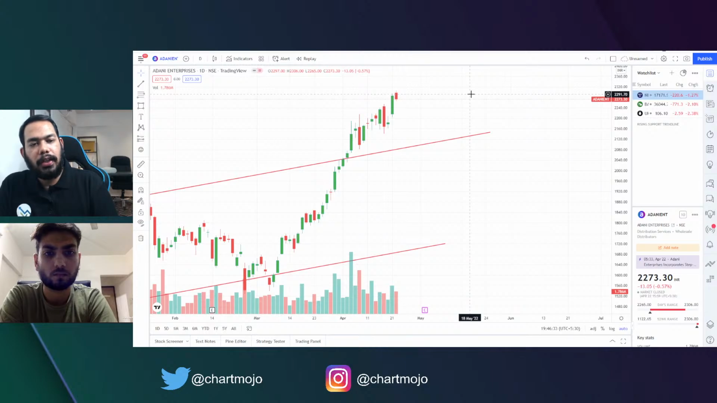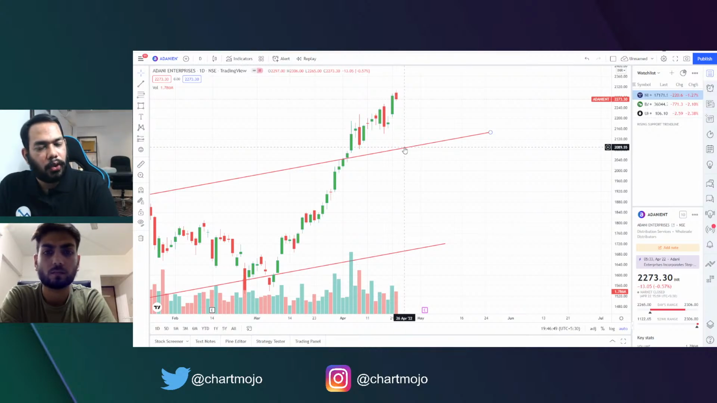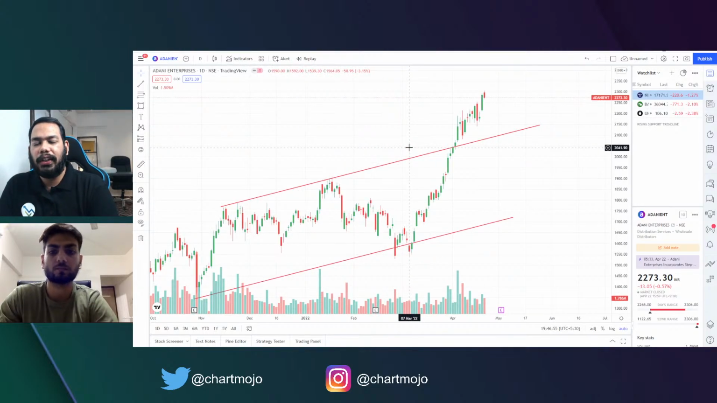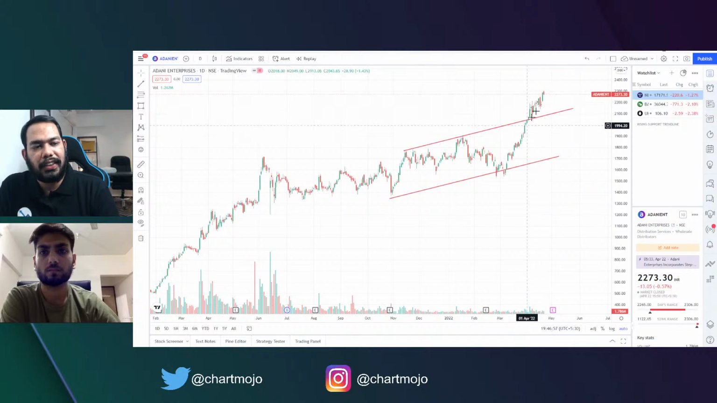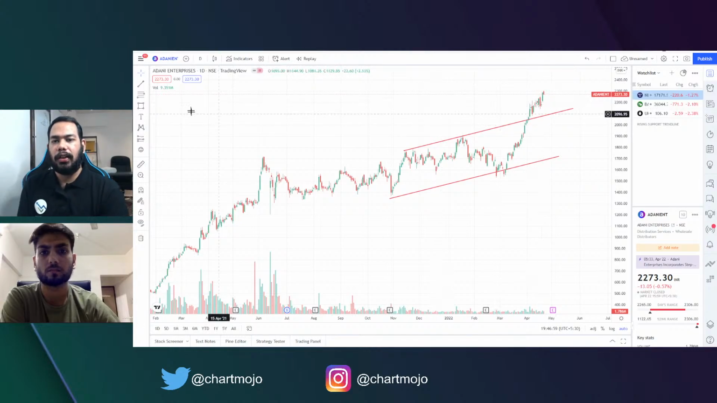If someone wants to take a fresh position, then keep this level 2080 as an SL. And if someone doesn't like this high volatility stock, then one need not take it. But if someone wants to take it, then 2080 SL. Yes, if someone is holding, then continue because we can't see any bearishness. Yes, Abhishek.